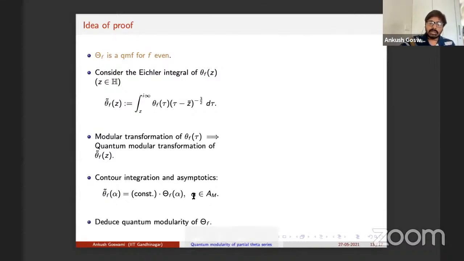And then finally, using the last two items, you actually show that capital theta sub f is a quantum modular form. And that concludes the proof. So this is basically the rough idea of the proof.